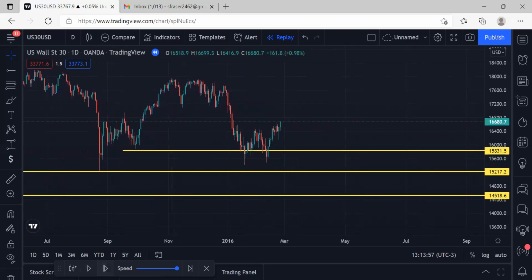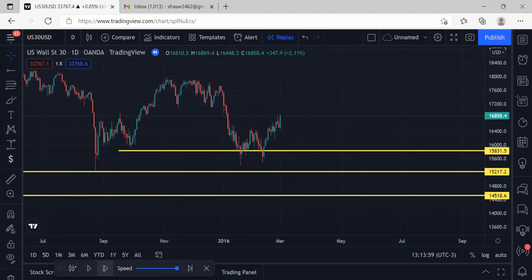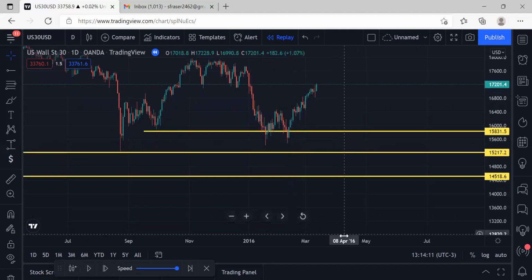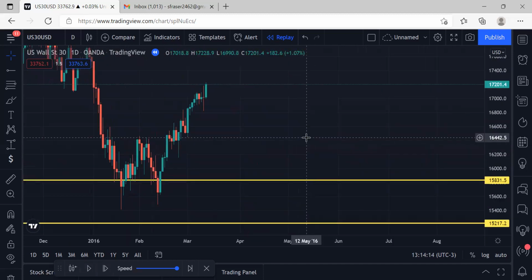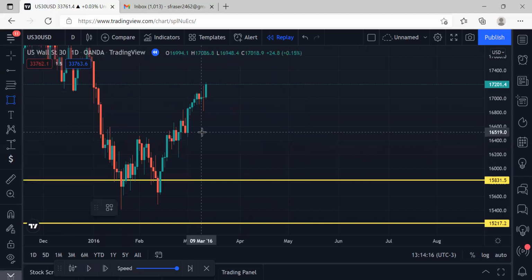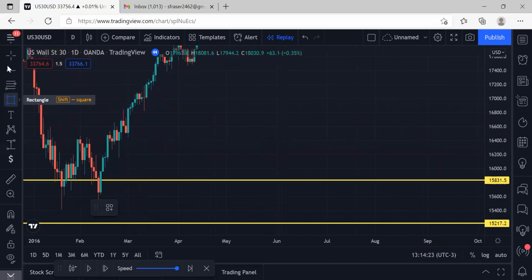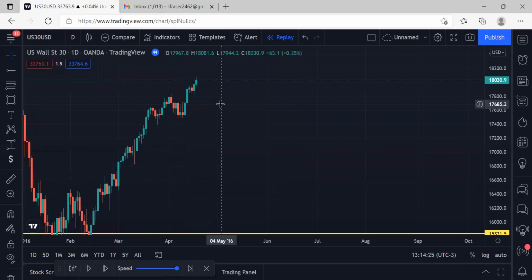We even came back to retest the area. So anyways, it's so easy. It's to the point where, I don't know, it's just stupid. It's crazy. It shouldn't be this fair. It shouldn't be this easy. It should be a lot harder than this. But yeah, that's kind of how I did the US 30 trade.